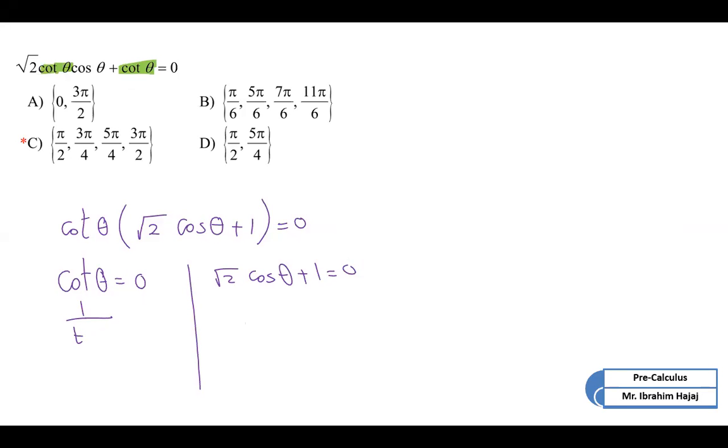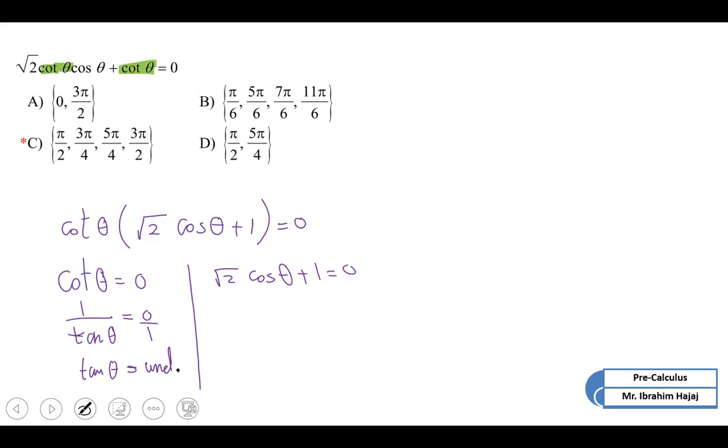Okay, we can flip first: cotan is 1 over tan theta, which is equal to 0. When we flip both sides, 0 over 1 gives us tan theta equals 1 over 0, which is undefined. There is a vertical asymptote here.